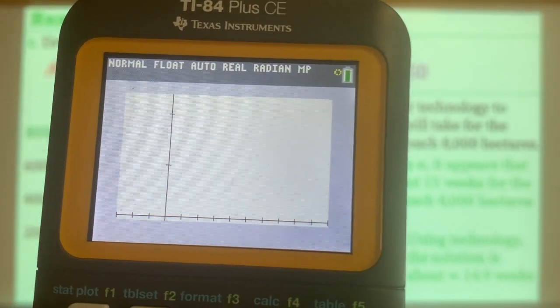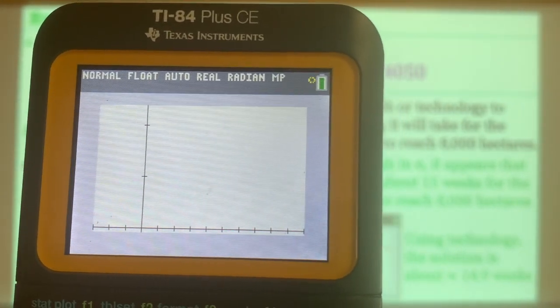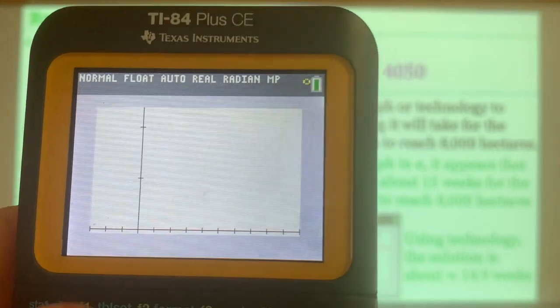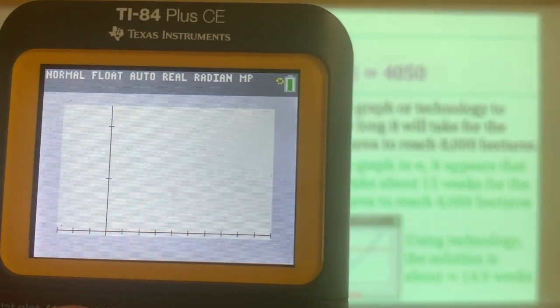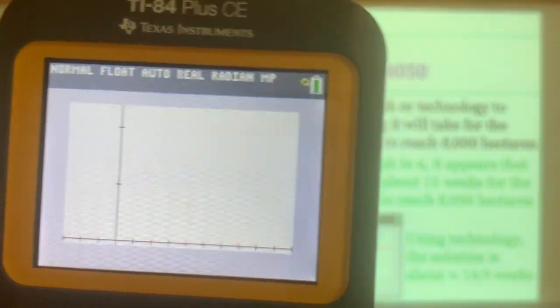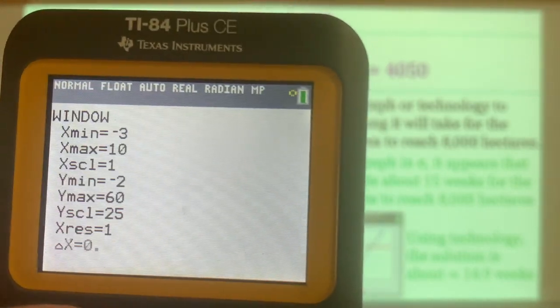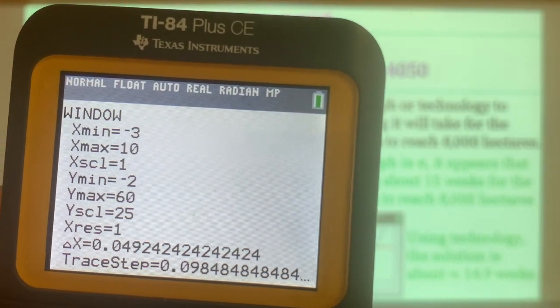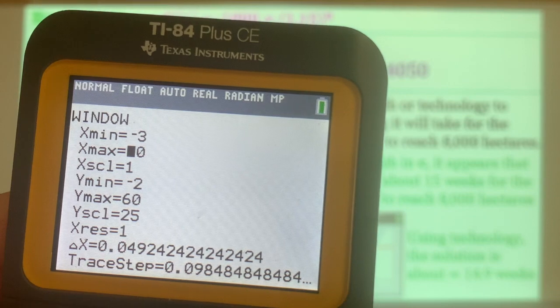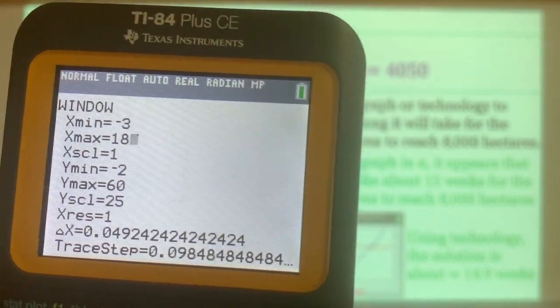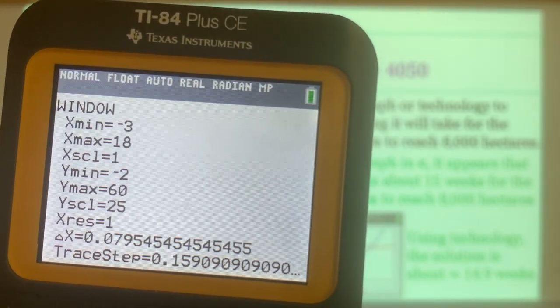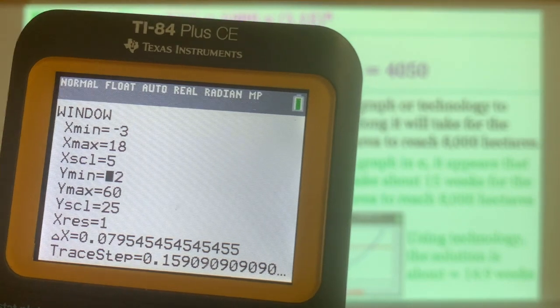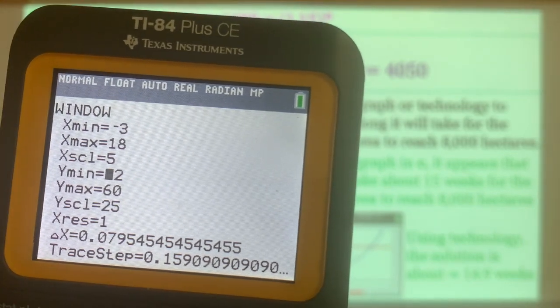Come on, we'll be on the last graph I did. See, I haven't done this in a while. It's not in my graph, so I've got to go to my window. Now, from my window, I know that I'm going to 8,000, right? So my x minimum is -3. My x maximum, we'll say, is 18. My scale is, we'll say, 5. We'll make the scales low. Y minimum, about -2. That's all right.